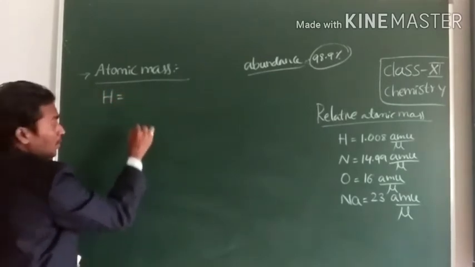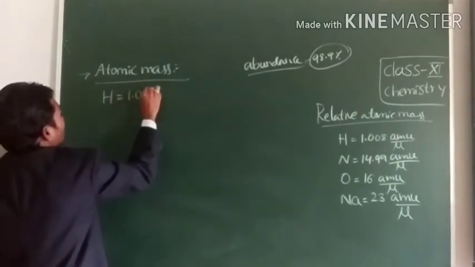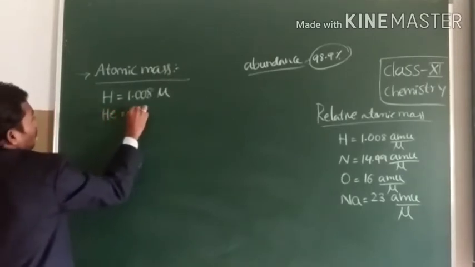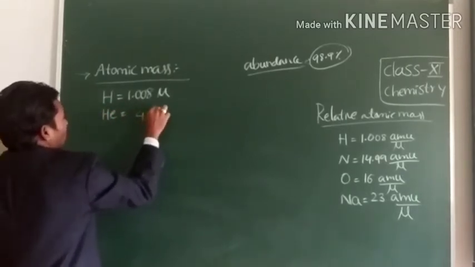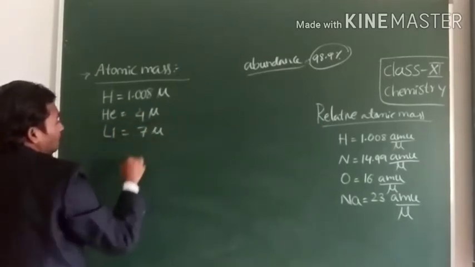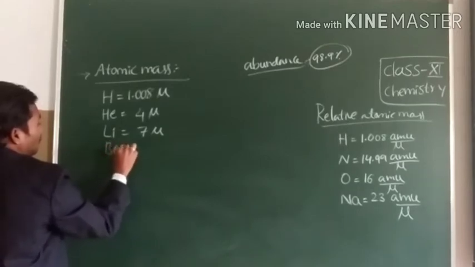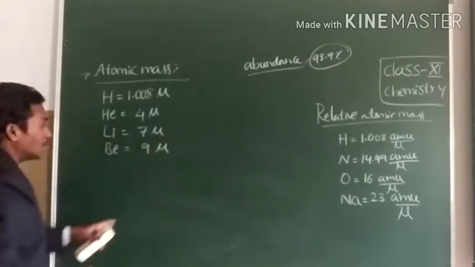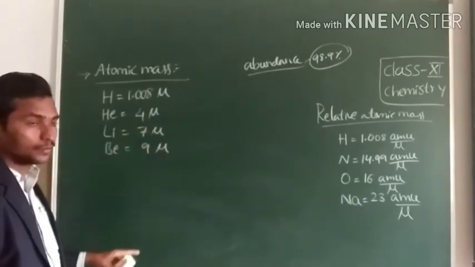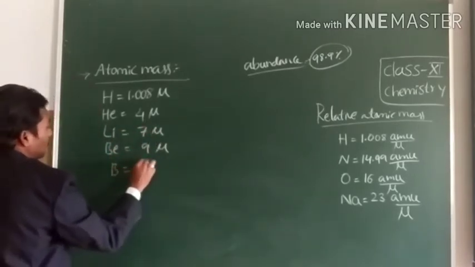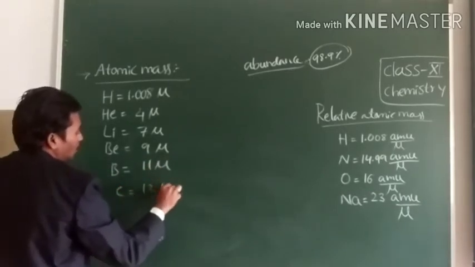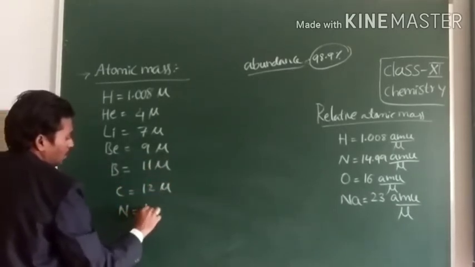Hydrogen atomic mass 1.008 mu. Helium 4 mu. Lithium 7 mu. Beryllium 9 mu. Here mu means unified mass or atomic mass. Boron 11 mu. Carbon 12 mu. Nitrogen 15 mu.